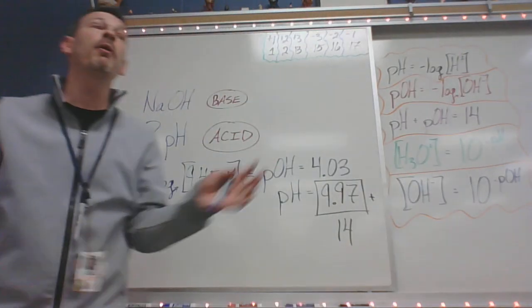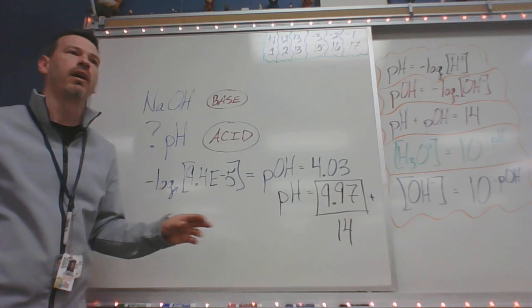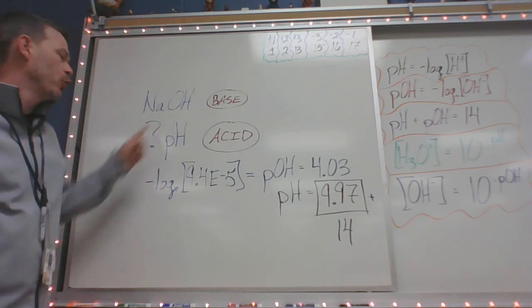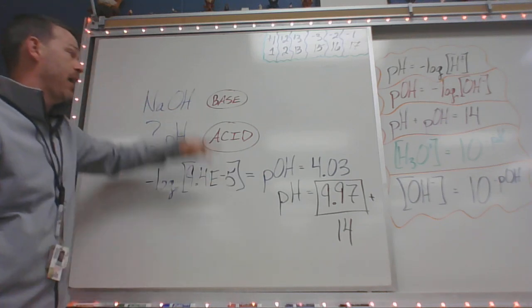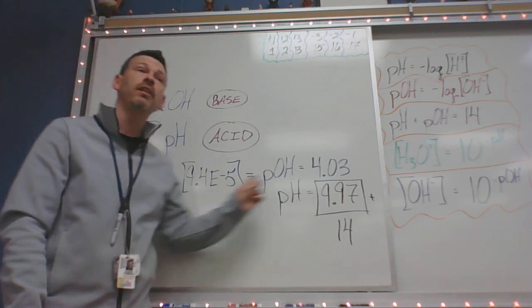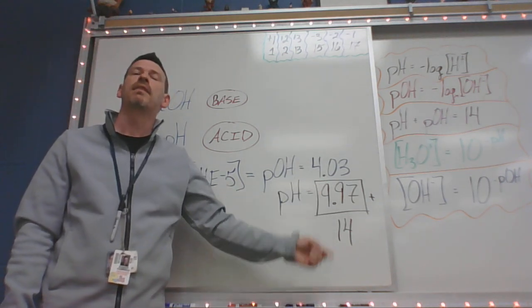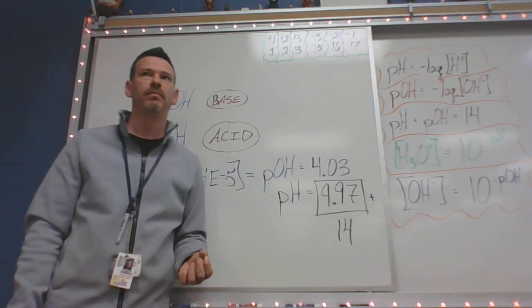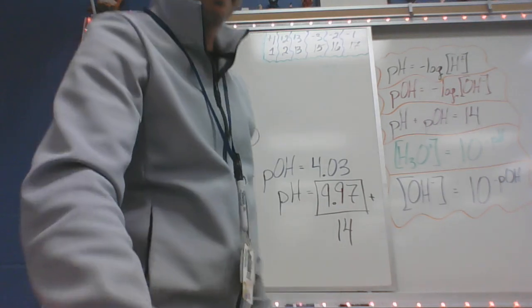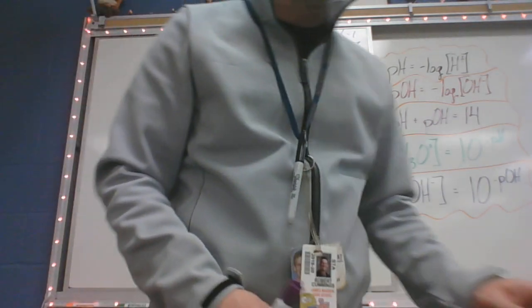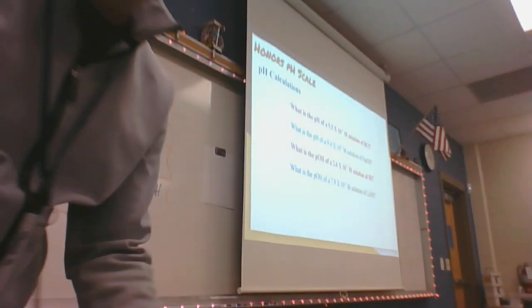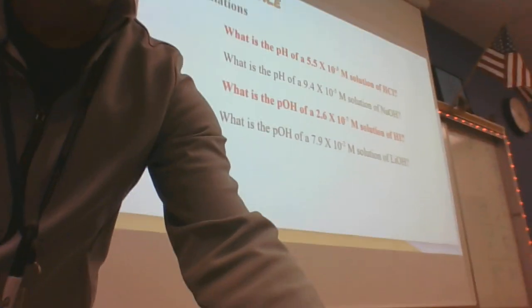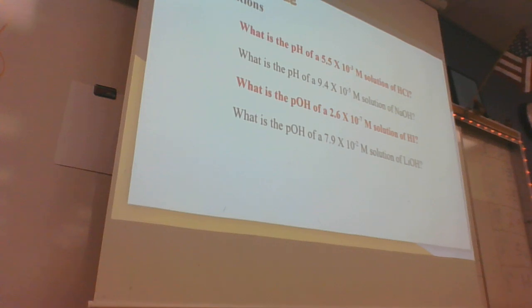So, to summarize all the math we're doing, if they match at the beginning, you'll just take negative log and be done. If they mismatch at the beginning, you'll still take negative log and then subtract from 14. Let's see if this makes sense. Do both of these next two, please. Call me over if you're stuck.